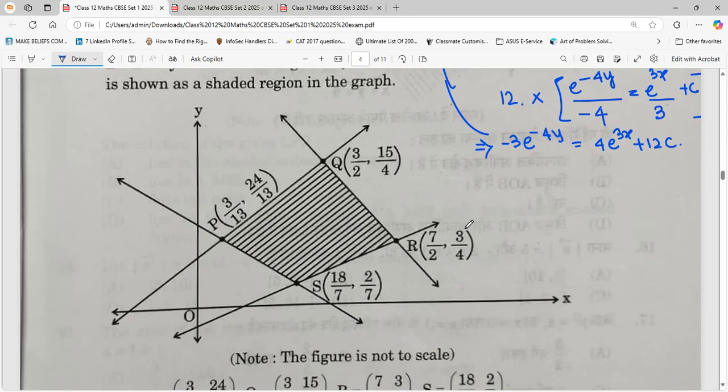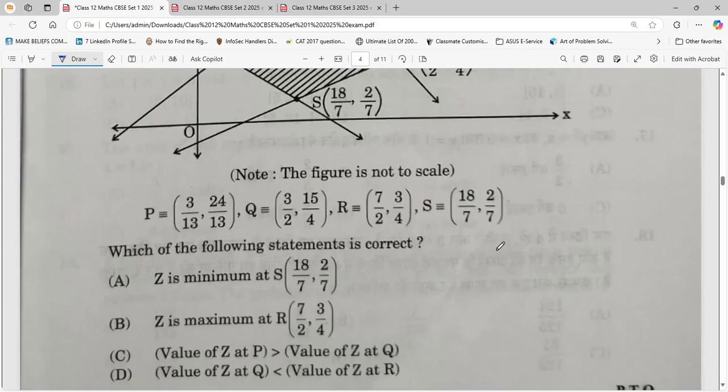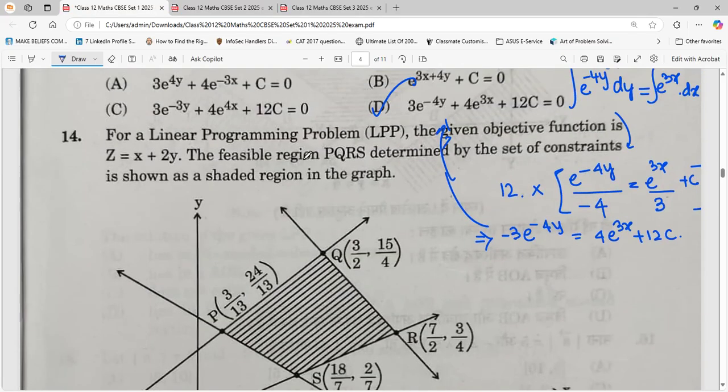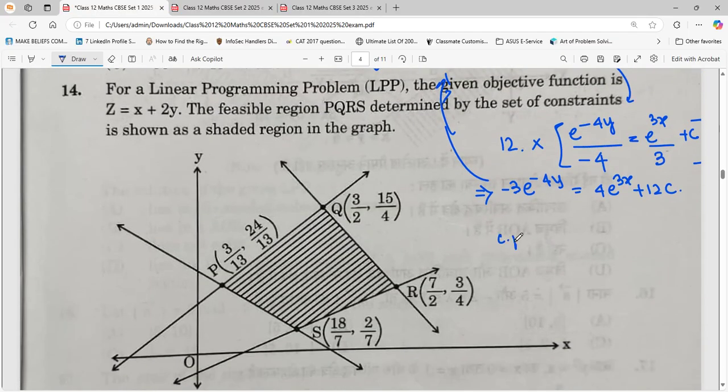For question number 14, the objective function is z equal to x plus 2y. We'll take the corner points. The corner points are 3 by 13, 24 by 13. If you substitute in z, you will get 3 by 13 plus 8 by 13, which is 51 for this point. This is point P.